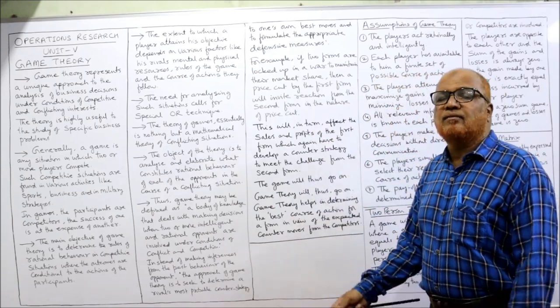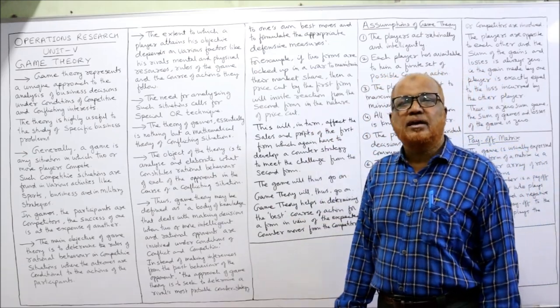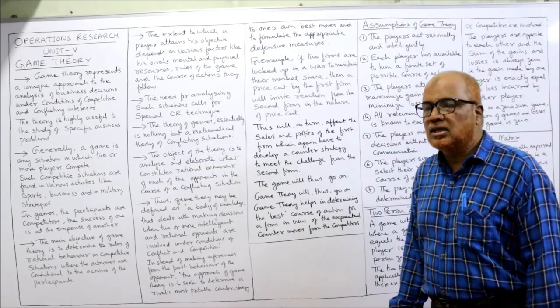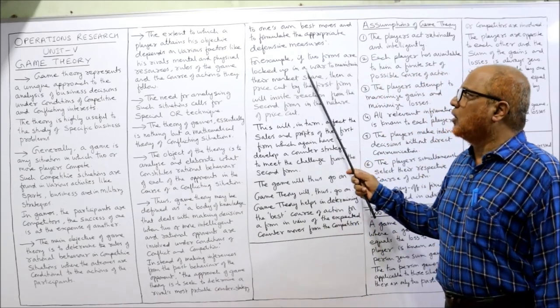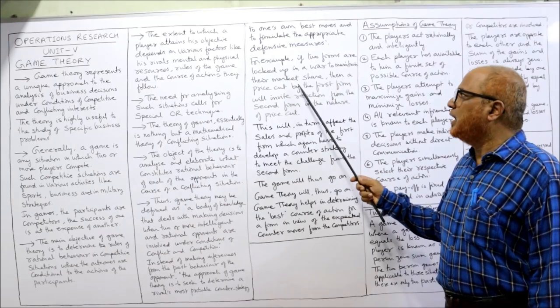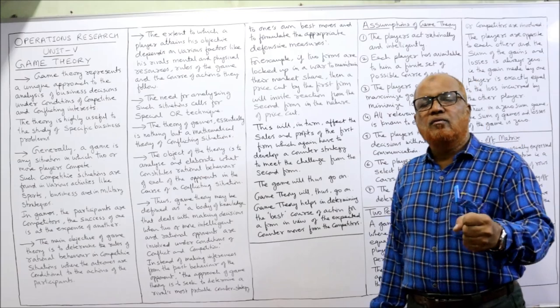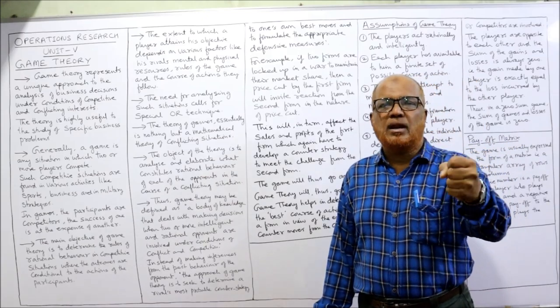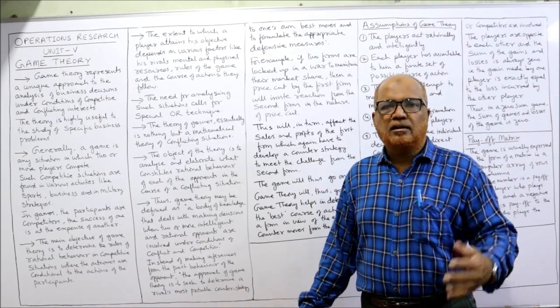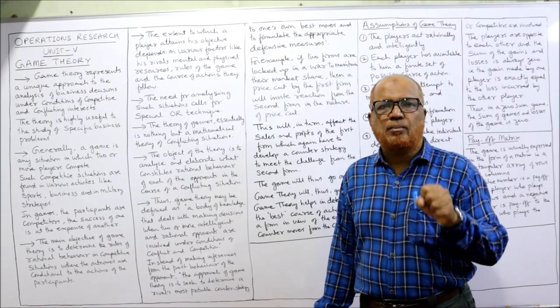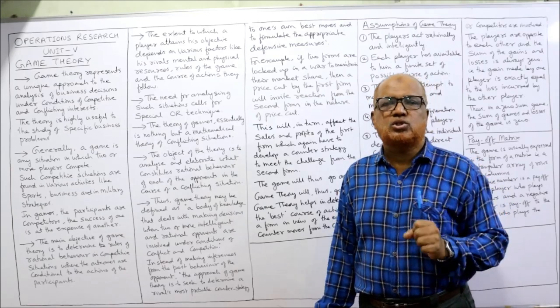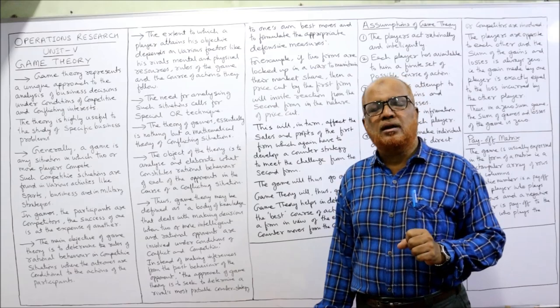Here is an example I have given. This example will make you clear about game theory. If two firms are locked up in a war to maintain the market share, suppose every company wants to get maximum market share, like Airtel wants to capture the maximum market share, Jio also wants to capture the market share.